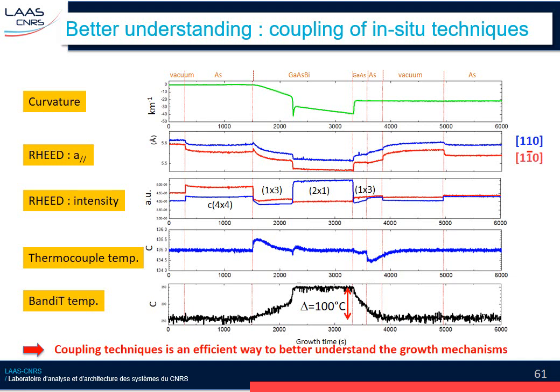We could also follow the BandiT temperature during this growth sequence. This is at low temperature, so the signal is quite noisy, but still we can see that there are some interesting features. When we begin the growth of gallium arsenic bismuth, we see an increase of the temperature read by BandiT, which is not the actual temperature. It's because of the band gap which is changing. And just when we hit this transition, we see that the temperature seen by BandiT increases a lot. So the band gap of the material changed a lot also.